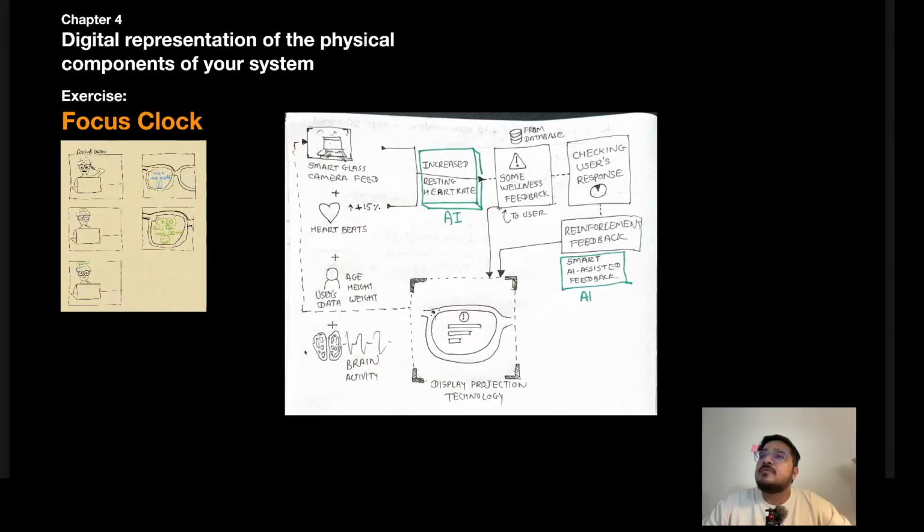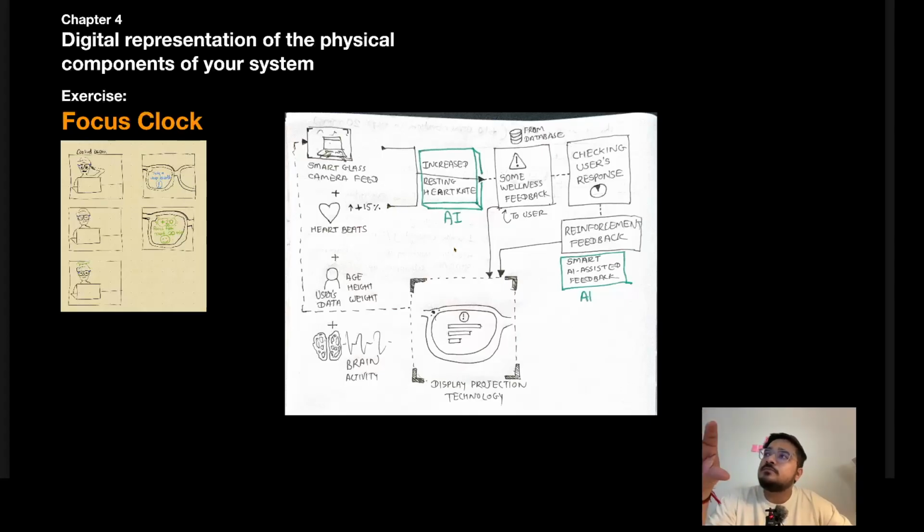And maybe if I'm using smart glasses, it's near my head, so I can somehow get the brain activity information on whether I'm focused or not. Based on that I know my resting heart rate is this much, and I'm not doing any physical activity, so why is my resting heart rate this much? It will give me some wellness feedback on the glass at the same time to the user, and it will be derived from a database.